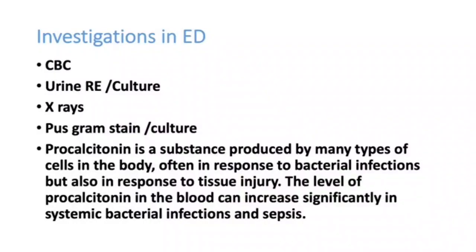Next important investigation in an infection is procalcitonin. We know that procalcitonin is elevated in bacterial infection. If we have doubt regarding the etiology of the infection, whether it is bacterial, viral or fungal, we can send procalcitonin. If procalcitonin is elevated, it is mostly a bacterial infection. If it is highly elevated, it can be sepsis also.